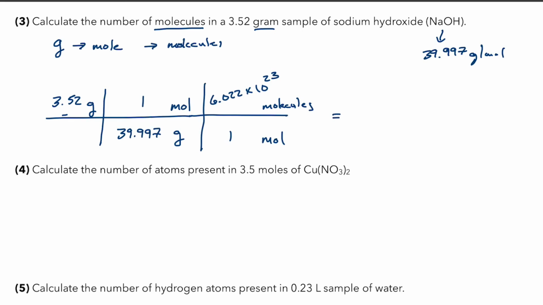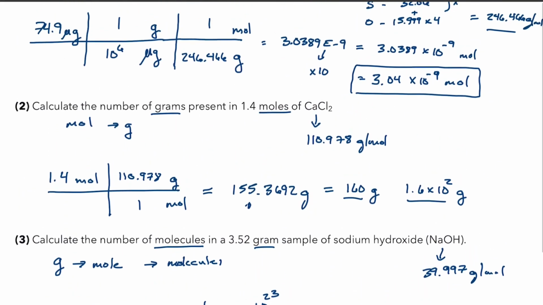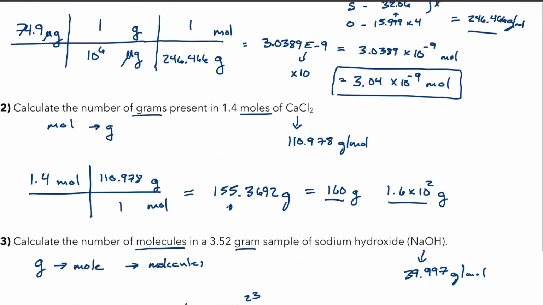So now we just need to do the math. 3.52 divided by 39.997 times 6.022 times 10 to the 23rd. Awesome. So my problem gave me 3 sig figs, so my answer needs 3 sig figs, so it should be 5.30 times 10 to the 22nd molecules. Perfect. We're on a roll. Let me double check that I got this one right because I started to second guess myself. No, we're right.